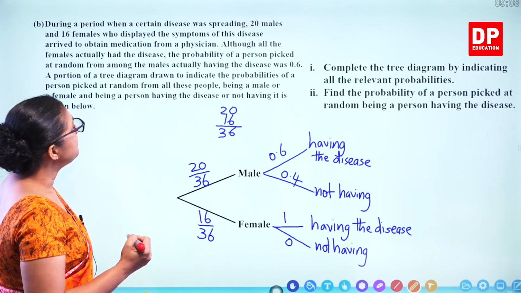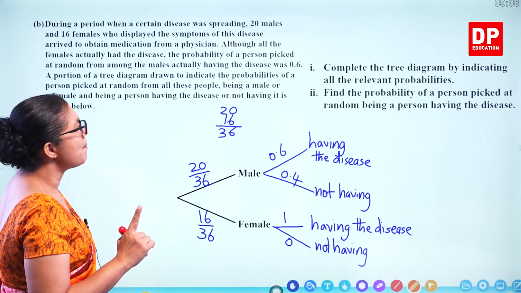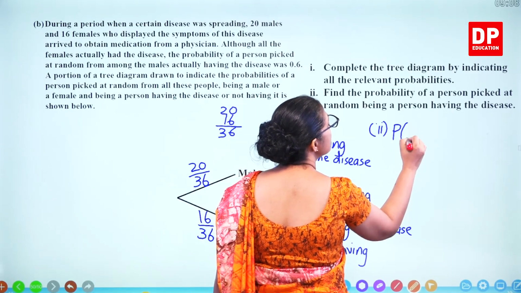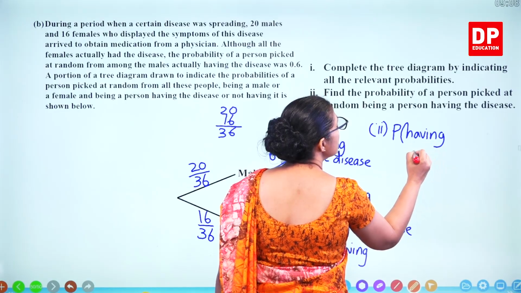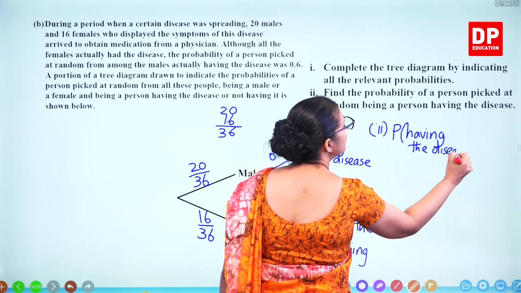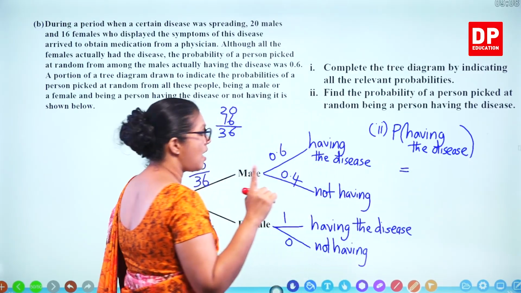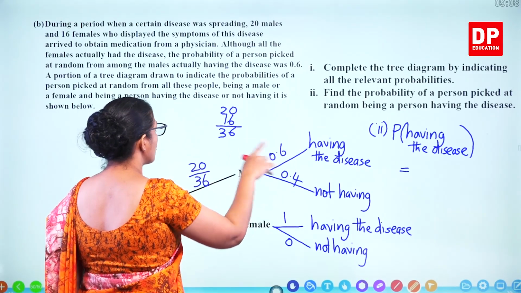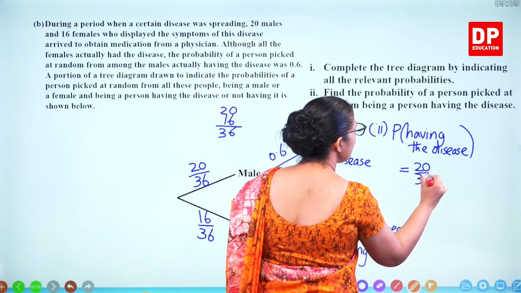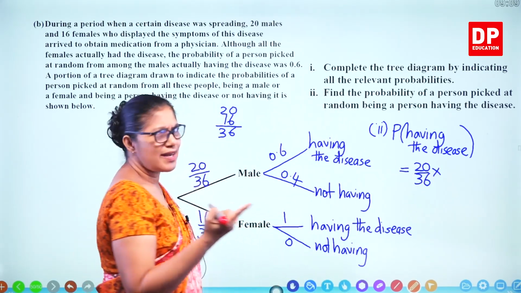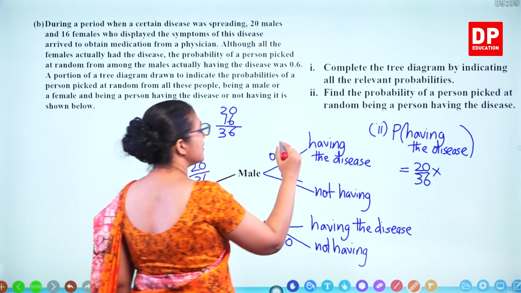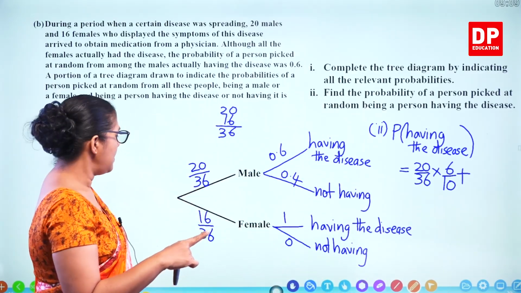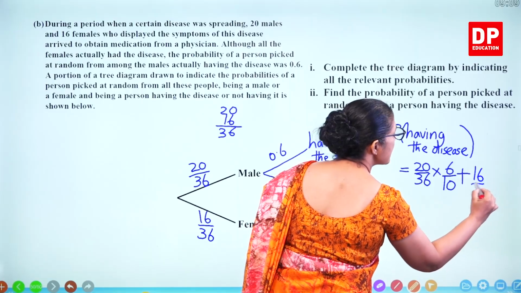So this is the tree diagram, and find the probability of a person picked at random being a person having the disease. So what are the possibilities of having the disease? It can be a male person or a female person. If it's a male person, you have to consider this branch: 20 over 36 into 0.6. You can write it as a fraction if you like, 6 over 10. This is the same as 6 over 10. And then if it's a female person, that's 16 over 36 into 1.